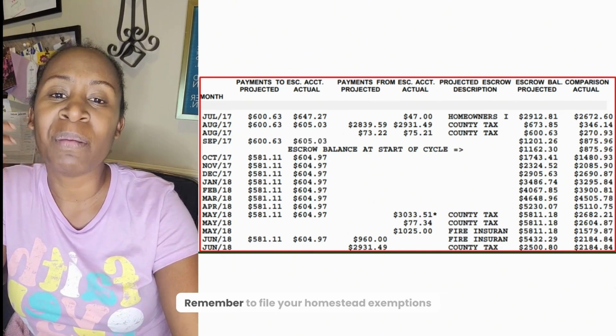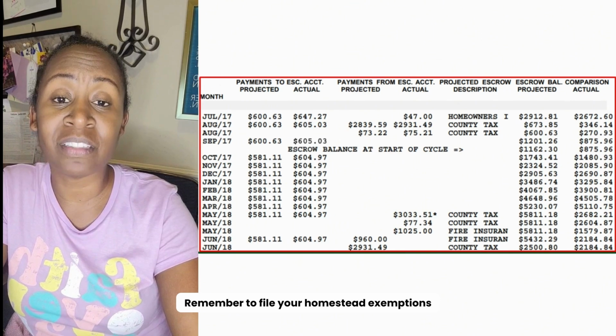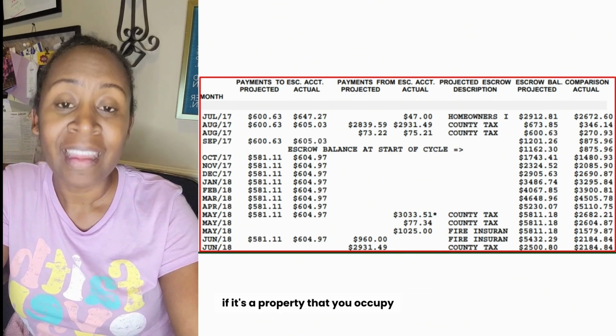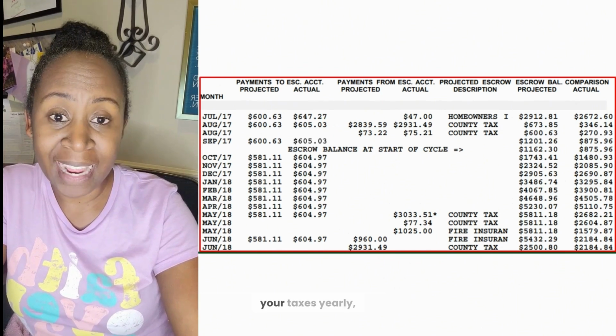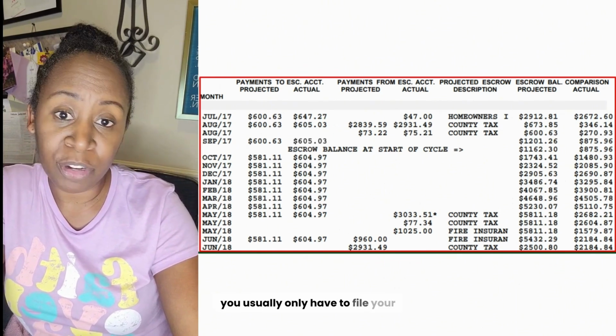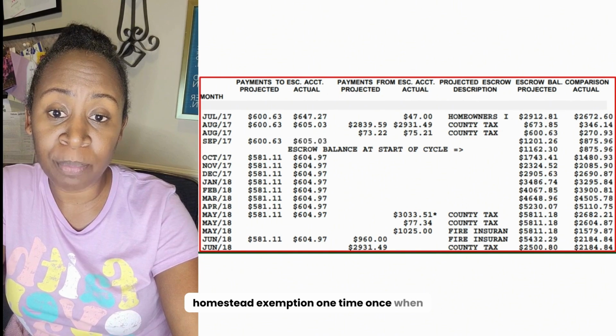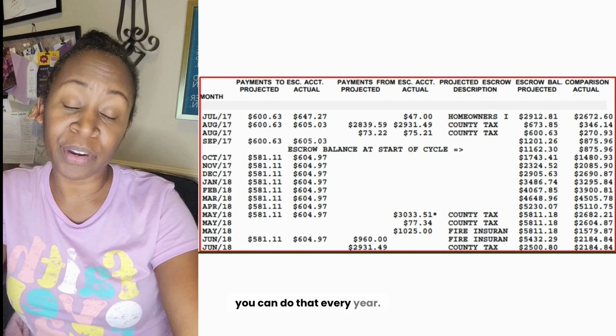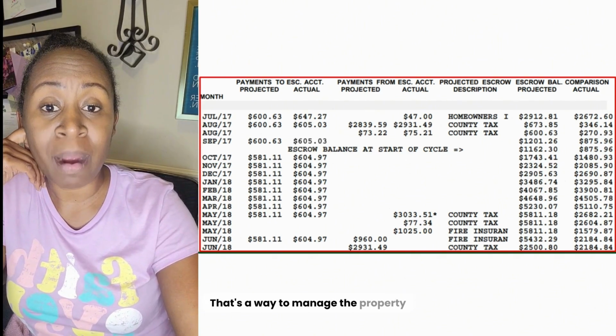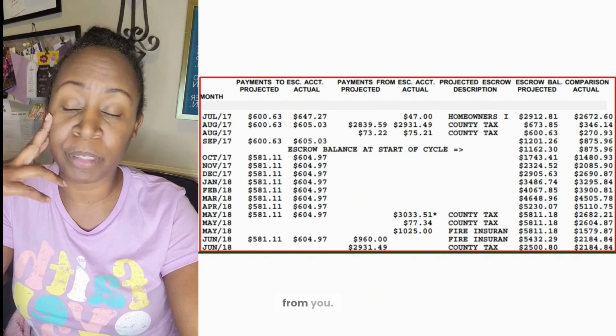With taxes, remember to file your homestead exemptions if it's a property that you occupy, to manage your taxes, and also protest your taxes yearly. You usually only have to file your homestead exemption one time when you buy the house at the beginning, but with the property tax protest, you can do that every year. And that's a way to manage the property taxes so that those don't get away from you.